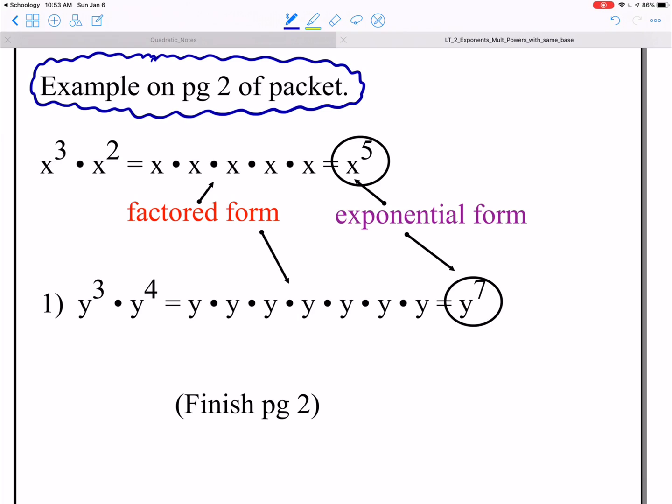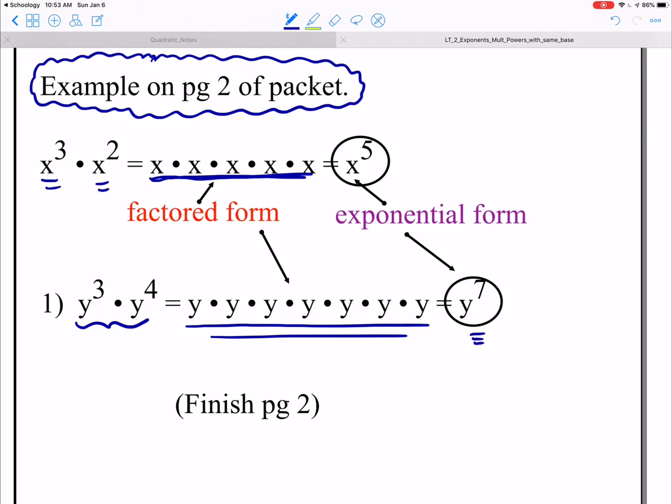We see in the exponent packet that x to the third times x squared gave us x to the fifth. We call this our factored form, this our exponential form. So in that exponent packet, here is what you need for the factored form, here is what you would write for the exponential form. Number 1, y to the third times y to the fourth. This is your factored form, where you have 7 y's being multiplied, and here is your exponential form. Go ahead and finish page 2 of that packet and then press play when you are finished.